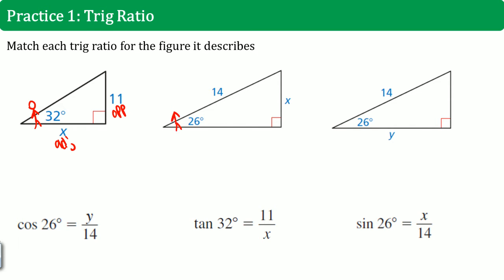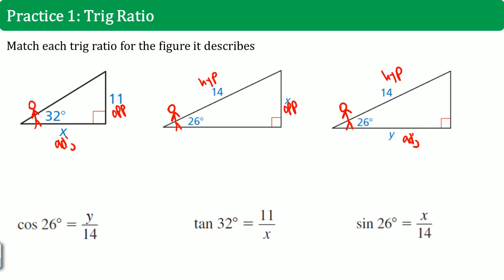Likewise, we're going to put the guy here on the 26 for the middle one. The x is your opposite because that's the farthest. Then 14 is your longest, so this is going to be called your hypotenuse. Drop the person here again at the 26 degrees. Your y here is your closest one, so it's your adjacent. Your 14 is your hypotenuse.